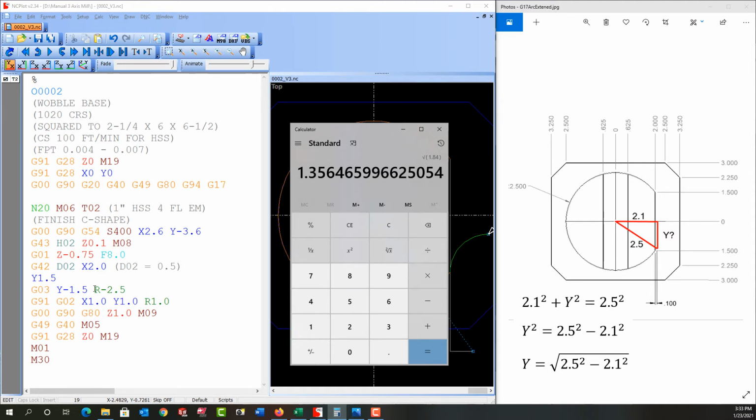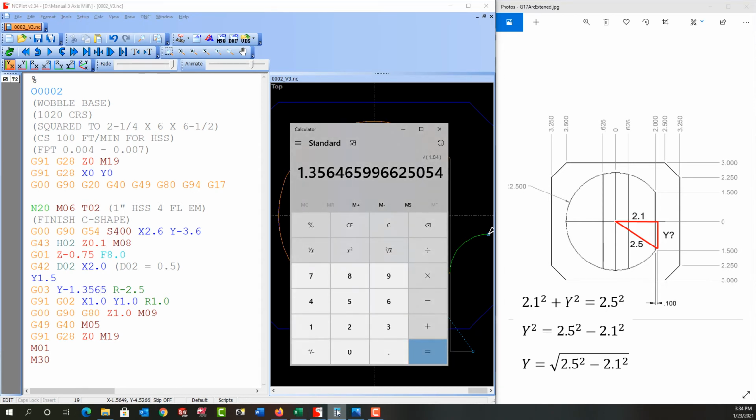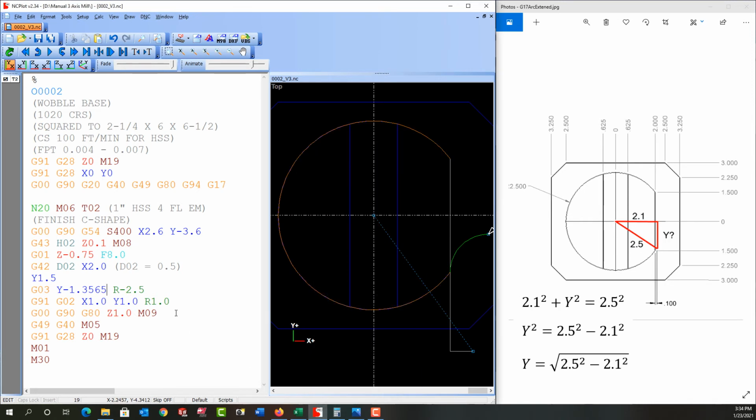So I'm going to program that. So my y will be 1.3565. I'll just double check that. Yep, 1.3565. And then I'll need to add the x coordinate as well, because the x has changed from 2 to 2.1. So I'll enter x 2.1.